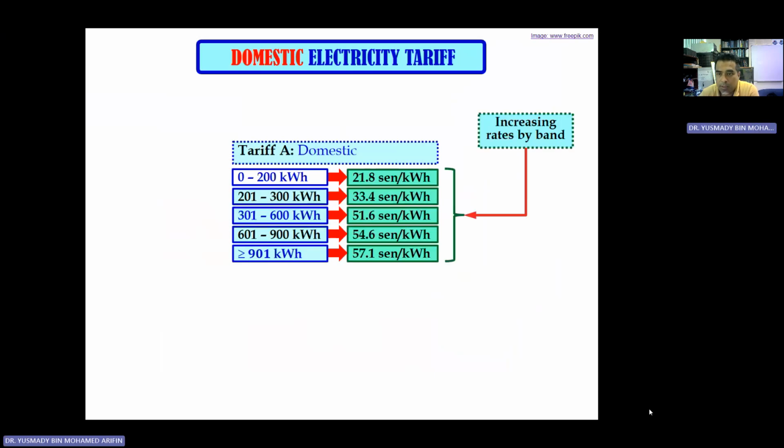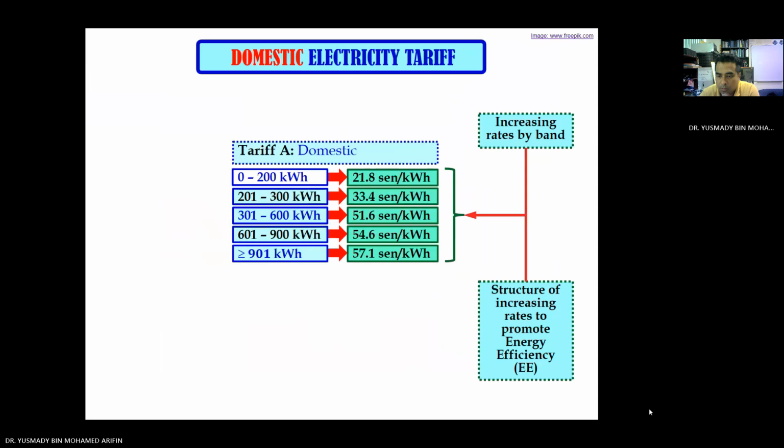Okay, so we can see the rate increases by band. The electric tariff will increase if we consume more electricity. The structure of increasing rate is actually to promote energy efficiency, so that we will try to manage our energy consumption by using certain approaches in terms of energy saving or energy efficiency.